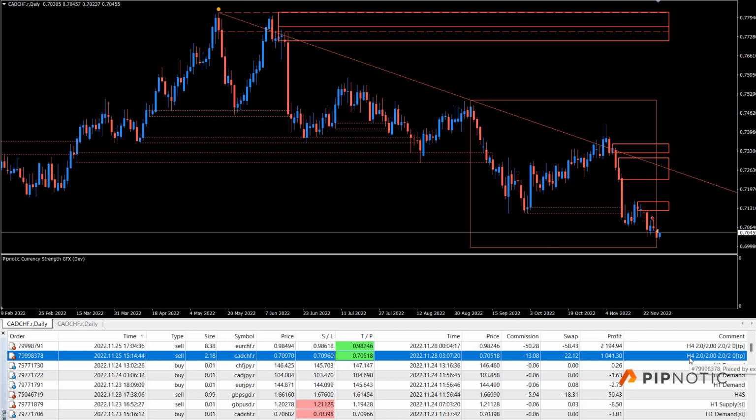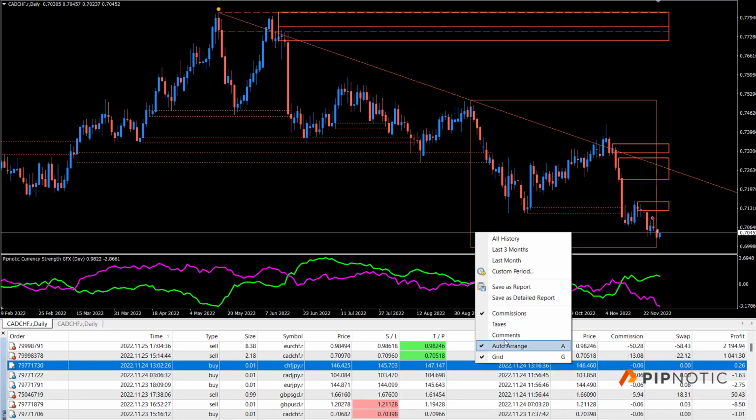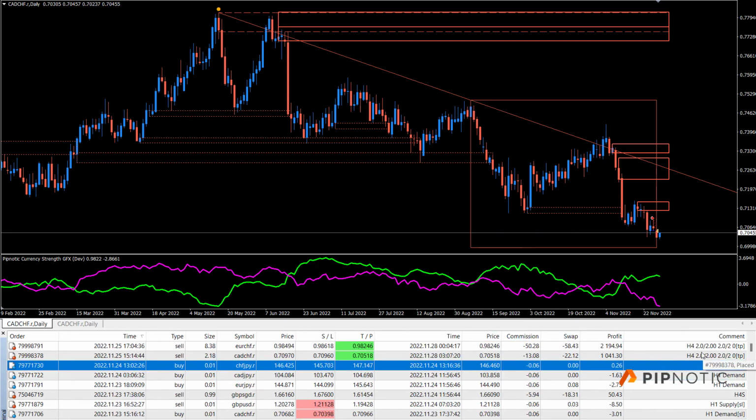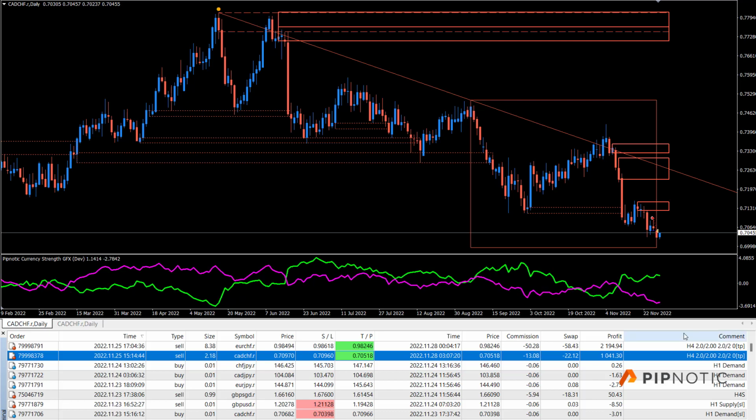It is 4-hour supply. You can see in the comment H4. And if you're not seeing that, you can right click and just click comments. You can't see it there. You go like that, click comments, and you can see it. Unless you're using buy and sell zones, you won't see this. This is just a comment that we have when we use buy and sell zones to tell us a little bit of information about this particular trade.